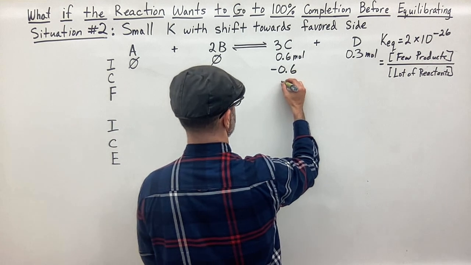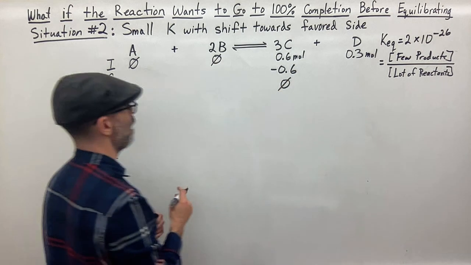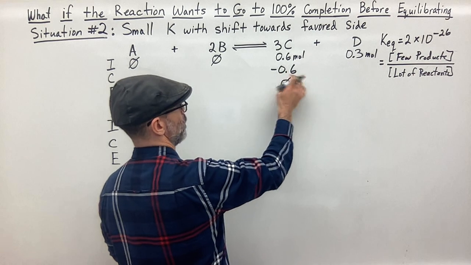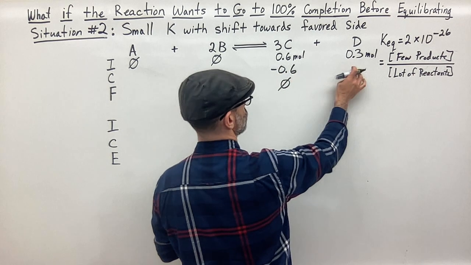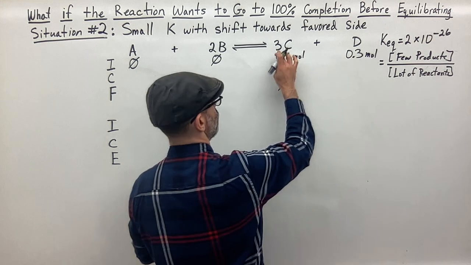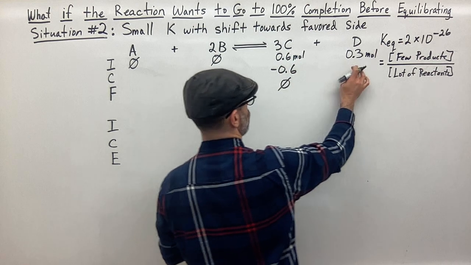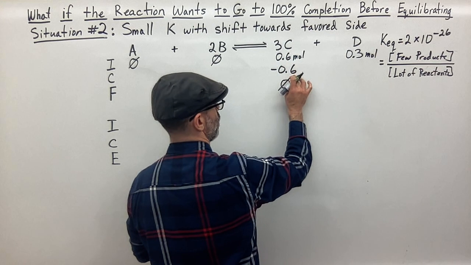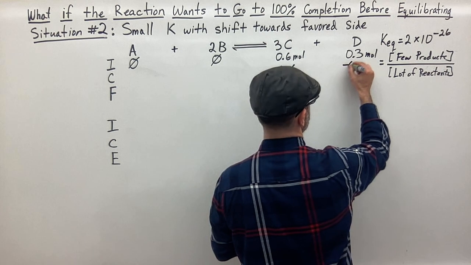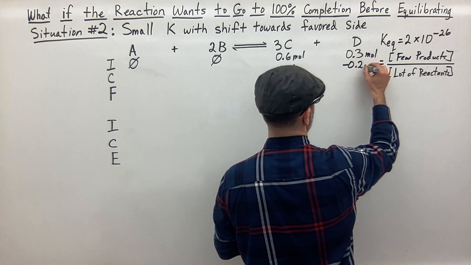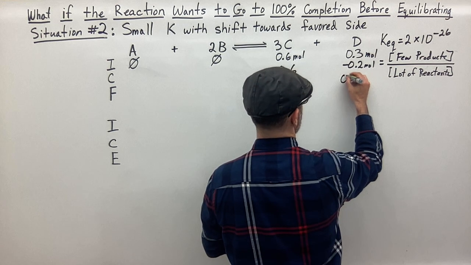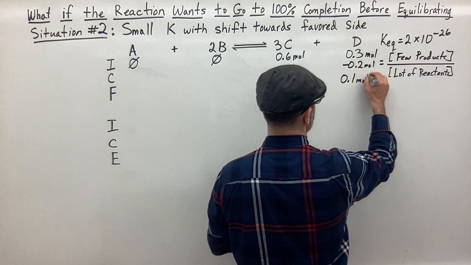And then that's going to go to 0 for my final amount. So if I lose 0.6 of this, I'm going to lose 1/3 amount of this. So 1/3. So for every one of these, I lose 1/3 of this. So 1/3 of 0.6 is 0.2. So I'm going to lose 0.2 moles of that, and I'm going to end up with 0.1 moles left over.